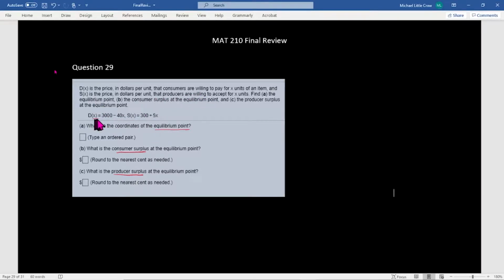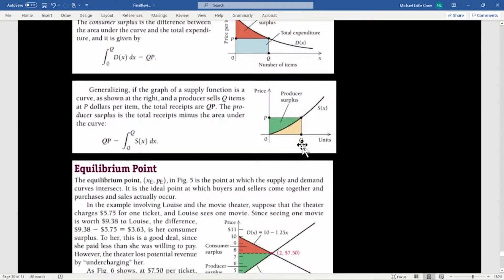We've got the demand function. So D of x is the price in dollars per unit that consumers are willing to pay for x units. Okay, so x is the number of units. And S of x is the price, so the output is the price in dollars per unit that producers are willing to accept for x units. They won't sell it for anything less. So that's that.